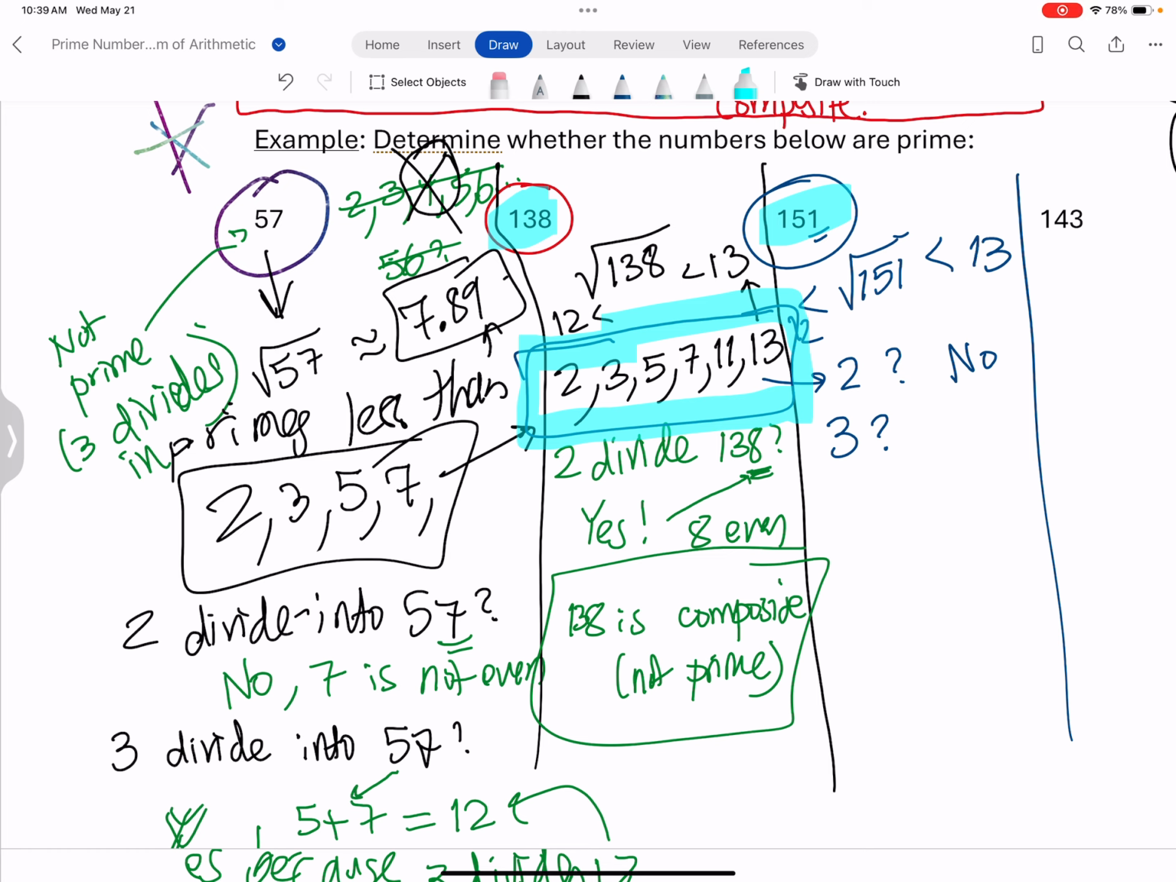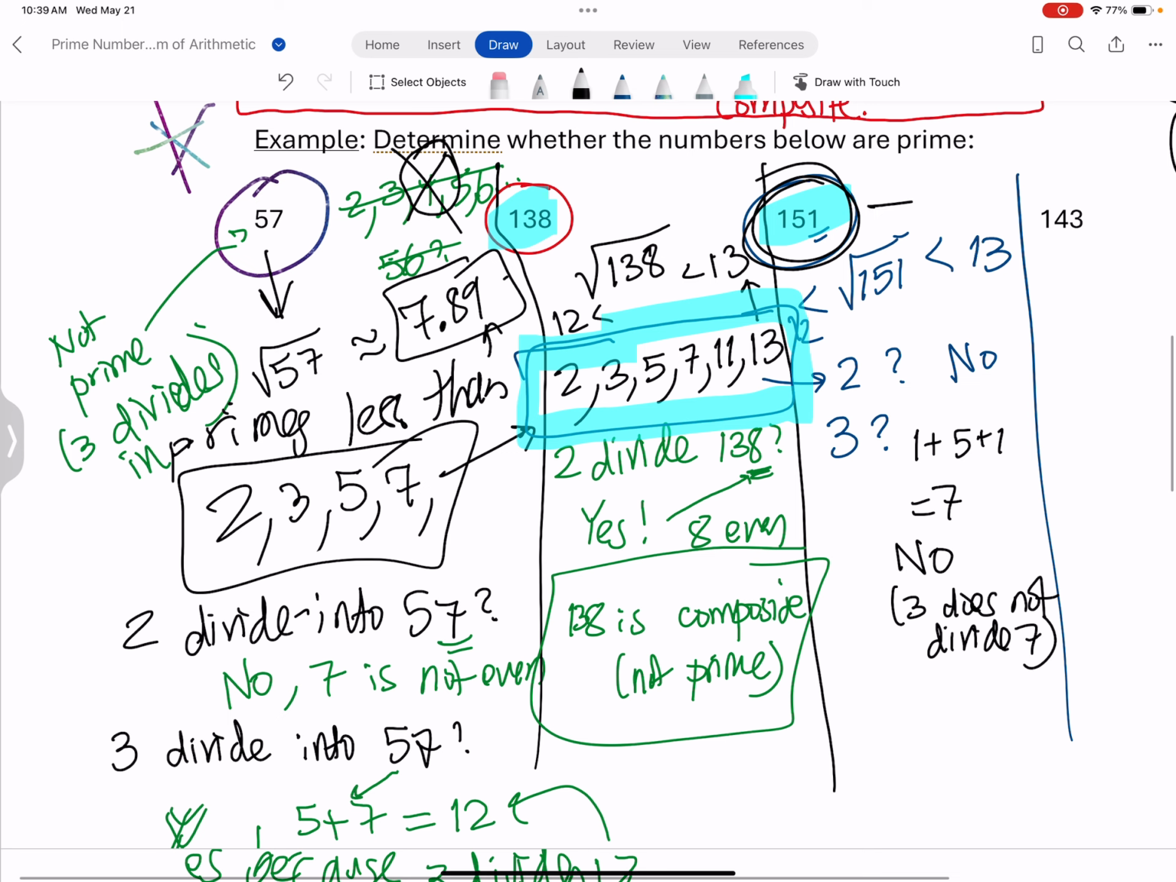Is it divisible by 3? Let's see. That means I need to add the digits together. 1 plus 5 plus 1 of the number itself. 5, 6, 7. So 7, but 3 does not divide 7, so no. Because 3 does not divide 7. That means 3 does not divide the original number either. Okay, so I've tried 2, I've tried 3. How about 5? 5, remember the divisibility test was, does it end in a 0 or a 5? That's it. So this one's no. This number that I'm interested in, 151, does not end in a 0 or a 5.